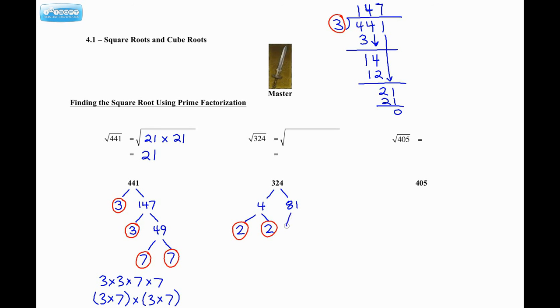81. This is 9 times 9. Okay. Those are not prime, so we keep going. However, we actually have enough information to answer the question, but I want to finish the prime factorization tree. So 9 is 3 times 3, and this 9 is 3 times 3. So as soon as I get a prime number, the branch ends.